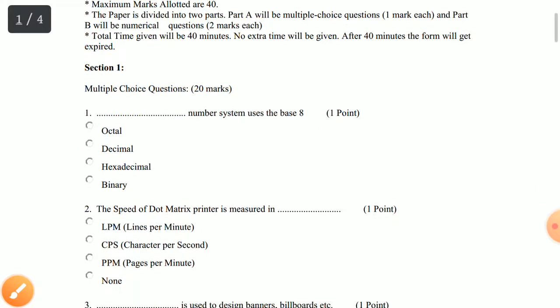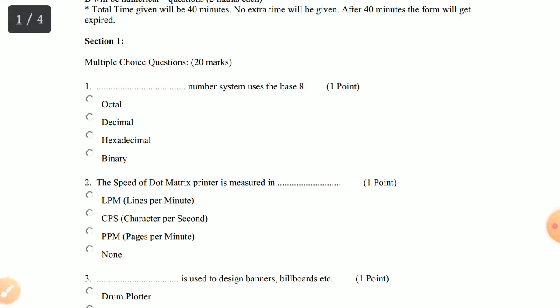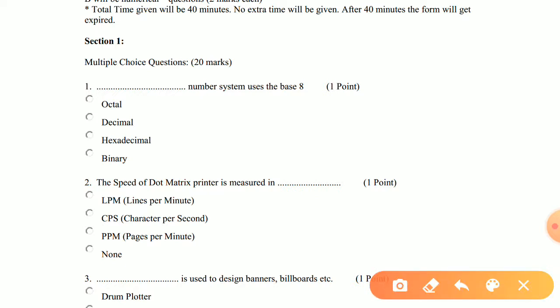Section number 1 contains 20 questions, 1 mark for every question. Now see the first question: dash number system uses the base 8. Now you know that very well. Which number system uses the base 8? That is octal. Decimal uses base 10, hexadecimal uses base 16, and binary uses base 2. So the answer is part A, octal.